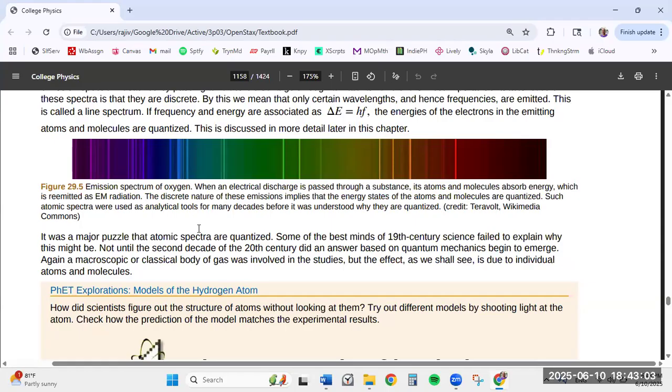So this is the emission spectrum of oxygen. If you have an oxygen atom and it absorbs a certain amount of electromagnetic radiation, and then it re-emits it after a while, this is the light that comes out of oxygen. So basically the idea here is that the energy spectrum of oxygen and all other atoms as well is quantized. They only have discrete wavelengths.